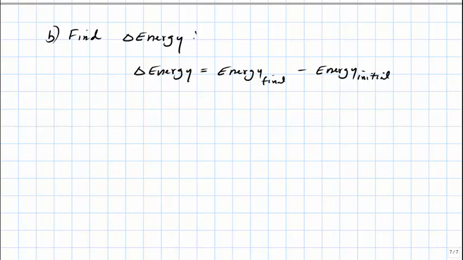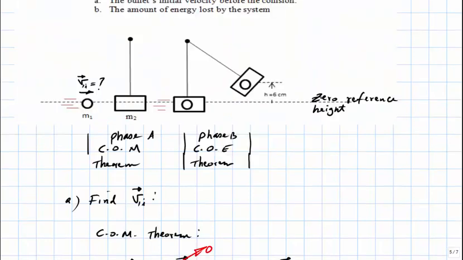So let's take a look at the diagram. This portion of the diagram depicts the initial state of the system. And according to this diagram, the only object that has any type of energy is the bullet, because it's traveling with a velocity of V1 initial. The block is stationary, and also let's note that the block is located at the zero reference height, and so the block has no gravitational potential energy. So initially, we only have the kinetic energy of the bullet.